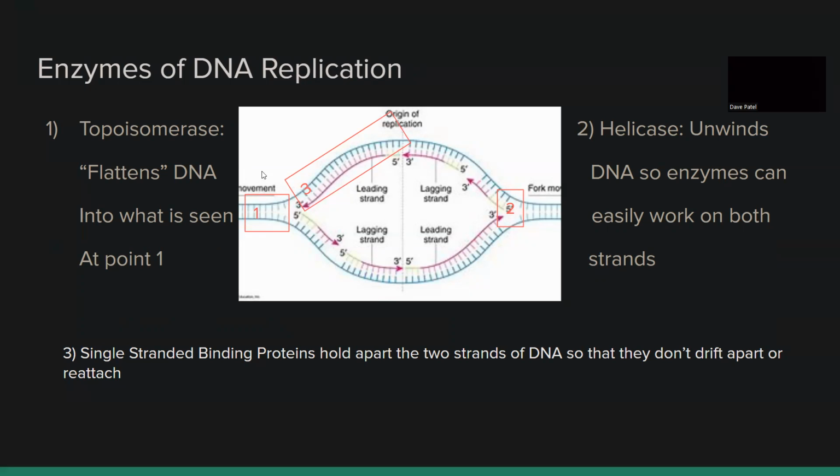And then the numbers on the actual image just show you a sample of where that enzyme would work. For number 3, single-stranded binding proteins, the number isn't fully representative of all the areas where those proteins would act. They would be on both sides, on leading and lagging strands both. The single-stranded binding proteins basically hold apart the two strands of DNA so they don't drift apart or reattach. They stay in place pretty much.